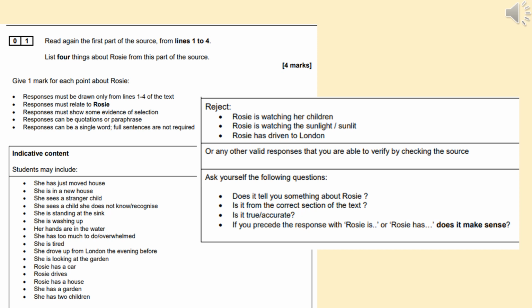The answers must relate to Rosie. They must show some evidence of selection. They can be quotations or paraphrase, meaning they can mean the same but not be the same words. And they can be a single word. You don't need to write in full sentences.